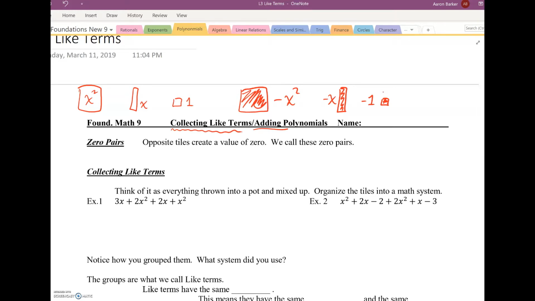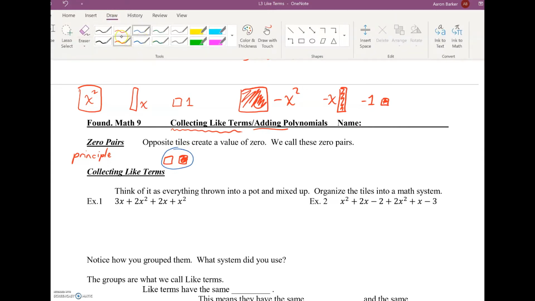The first thing we have to talk about in order to understand like terms is the zero pairs principle. The idea is that two opposites make a zero, just like plus 3 and negative 3 would equal 0. Same idea with our tiles. We have a positive 1 and a negative 1. Overall, this value becomes 0. So that is a zero pair.